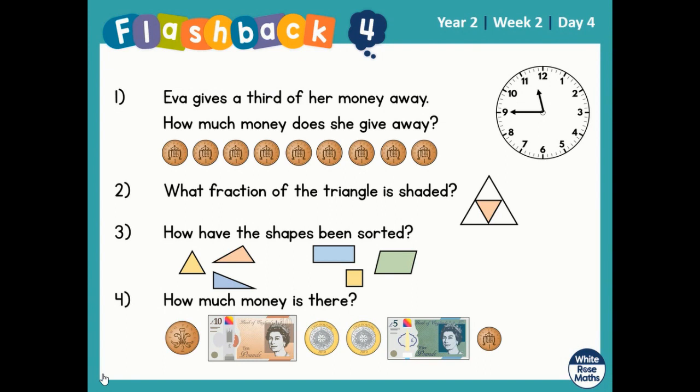Well, it's a tricky one, this, because the word triangle gives the indication of 3, and the image looks like it's got 3 parts, so be careful with that one. Sorting some shapes, and then adding up some money. And don't forget the clock.